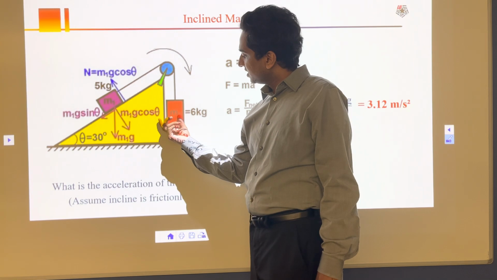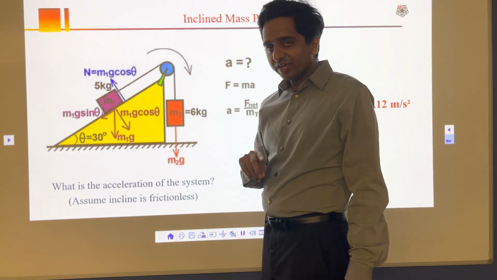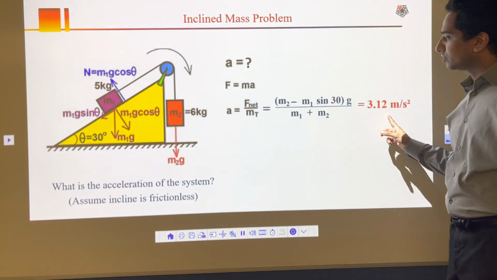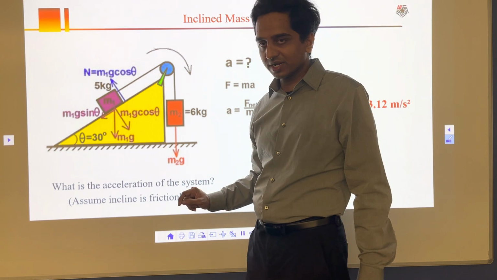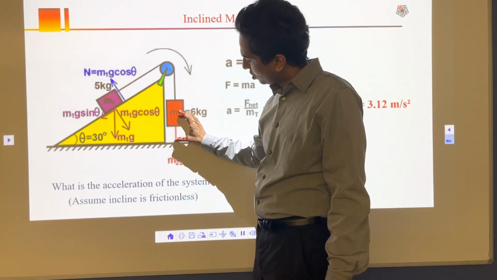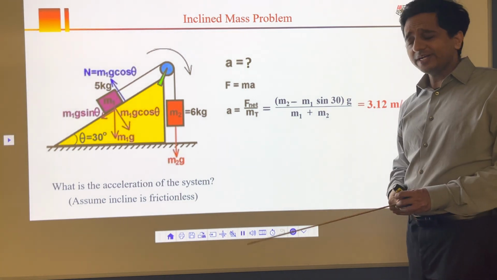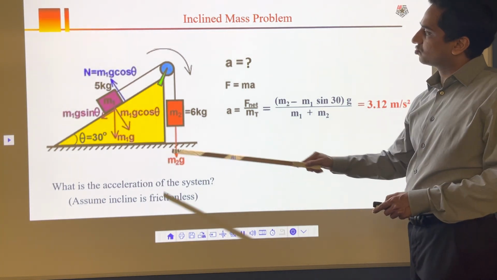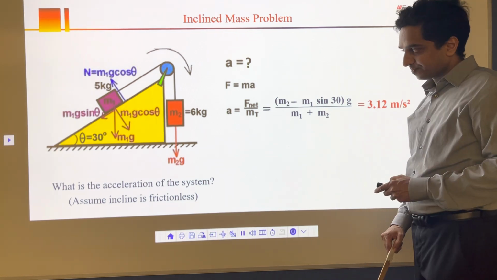So this mass is going to come down. This m1 is going to come in this direction with acceleration of 3.12. As I said, it's going to be lower than 9.81, and that's what we find out. It's lower than 9.81, so it's going to slowly come down with acceleration of 3.12 meter per second square. So once you get that right, apply this equation, and then you can find out.